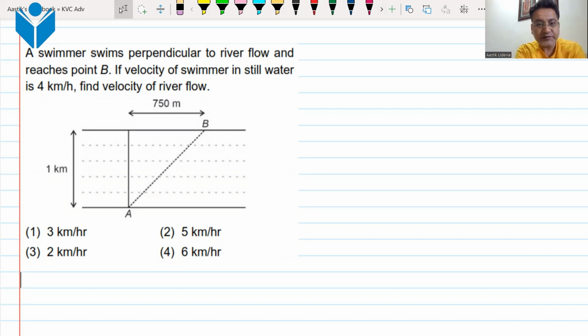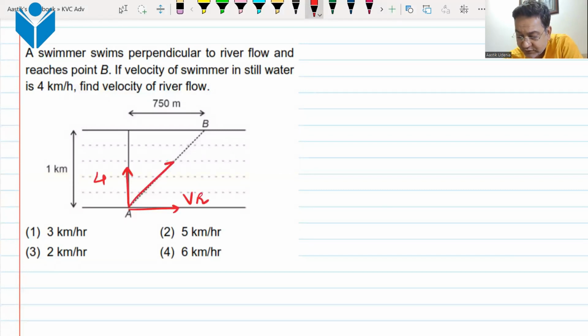Let's see who gets me the answer for this one. So he is going to move here. This is the velocity of man with respect to river. This will be the velocity of river with respect to ground. His net velocity will become like this. You know this angle as theta, so you can find out the value of tan theta. Tan theta will be equal to 750 divided by 1 kilometer, so it will be equal to 3 by 4.